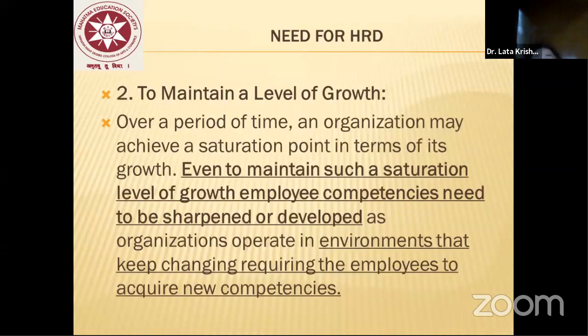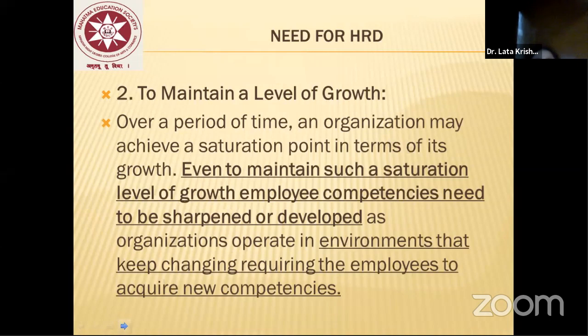Now, to maintain a level of growth, very, very important. When a business organization grows, there is a point where it reaches its maximum peak of growth. We can call it the maturity level, beyond which the company may not be able to grow, but it is necessary for the company to sustain and maintain the graph parallel to the x-axis for a very long period of time. So though they have reached saturation, they have to maintain the saturation of growth for a long time.